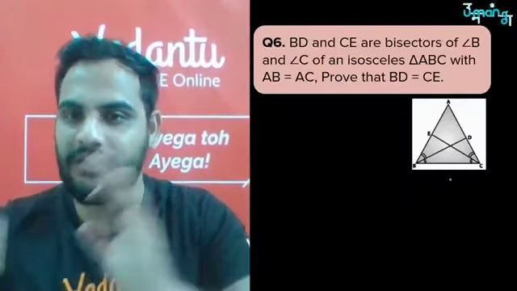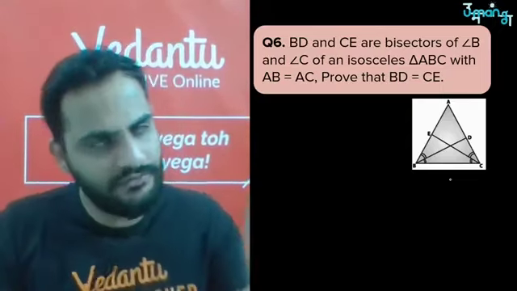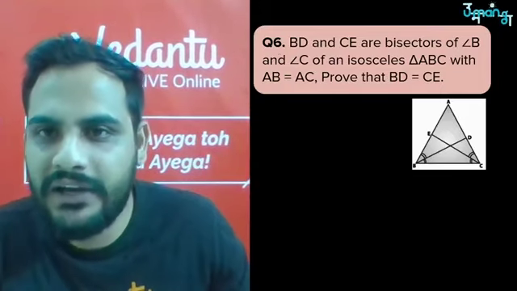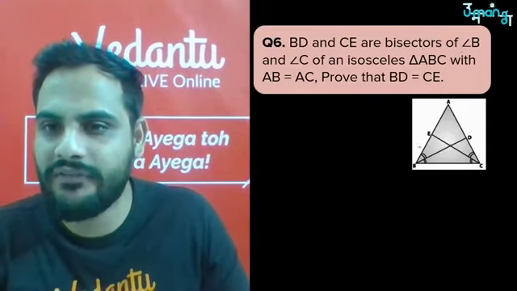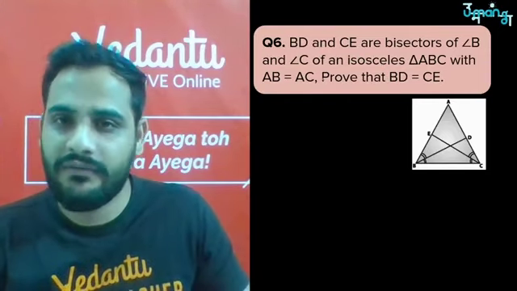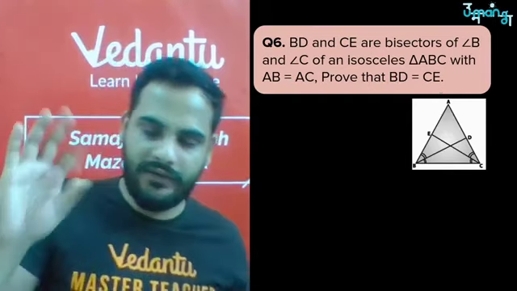Okay, let's do one more question. Think carefully, read. But first, just read the full question, so we will get the idea of what is there in the question. BD and CE are bisectors of angle B and angle C of an isosceles triangle ABC with AB equal to AC. Prove that BD is equal to CE. Okay, I have read the question.